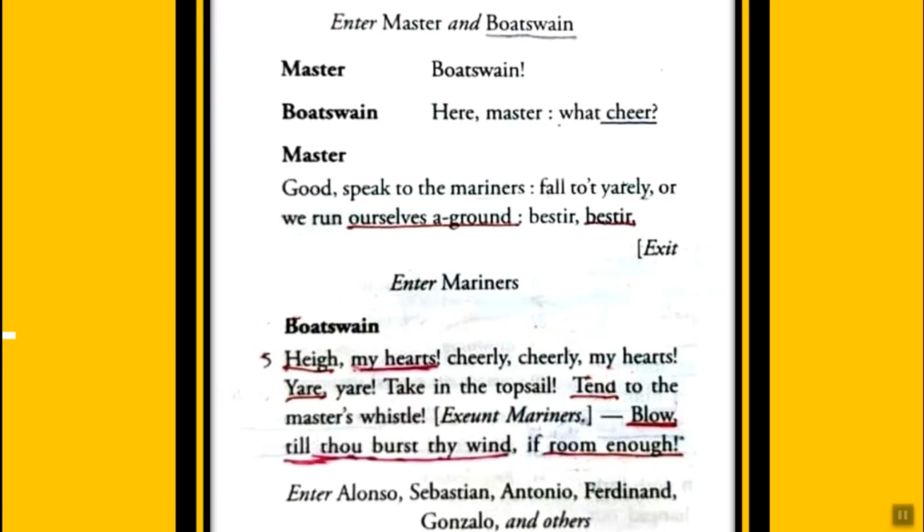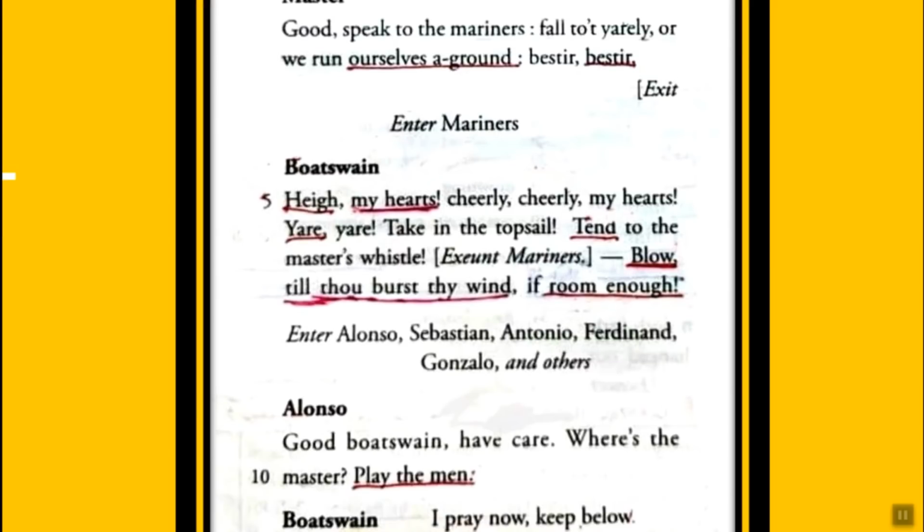Exit mariners. And the bosun continues, blow till thou burst thy wind, if room enough. Write down the meaning. Blow, he's talking to the storm here. He says, O storm, blow till you burst, but do so provided there is enough space to accommodate the ship. So he's saying to the storm that you may blow as much as you want, but please keep some space for the ship to move out safely.